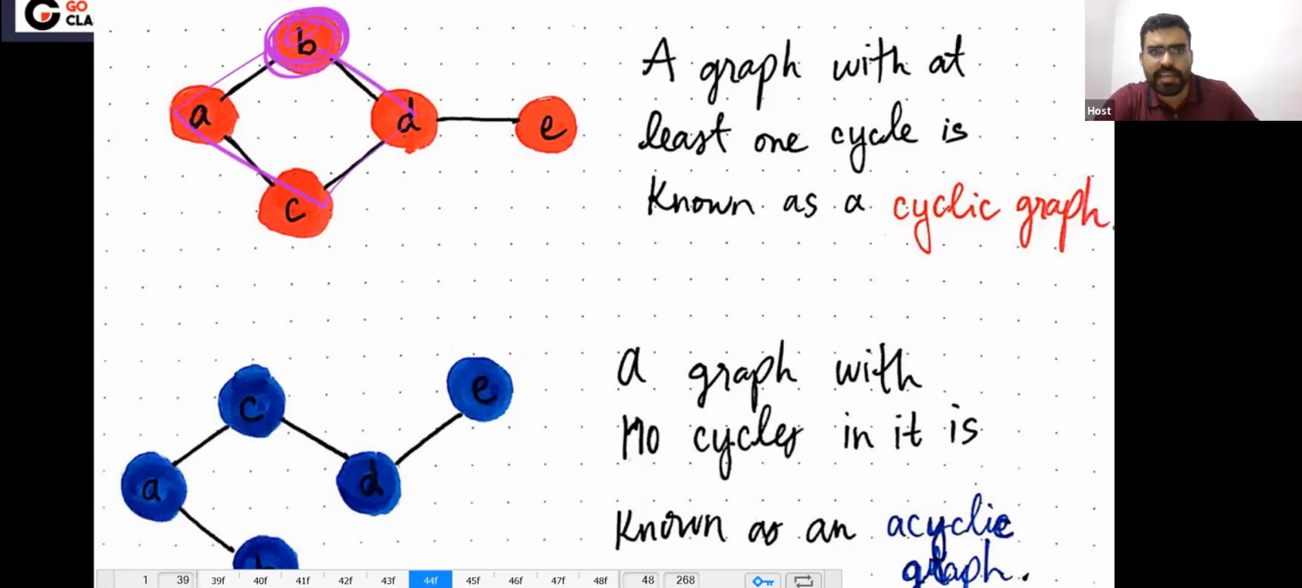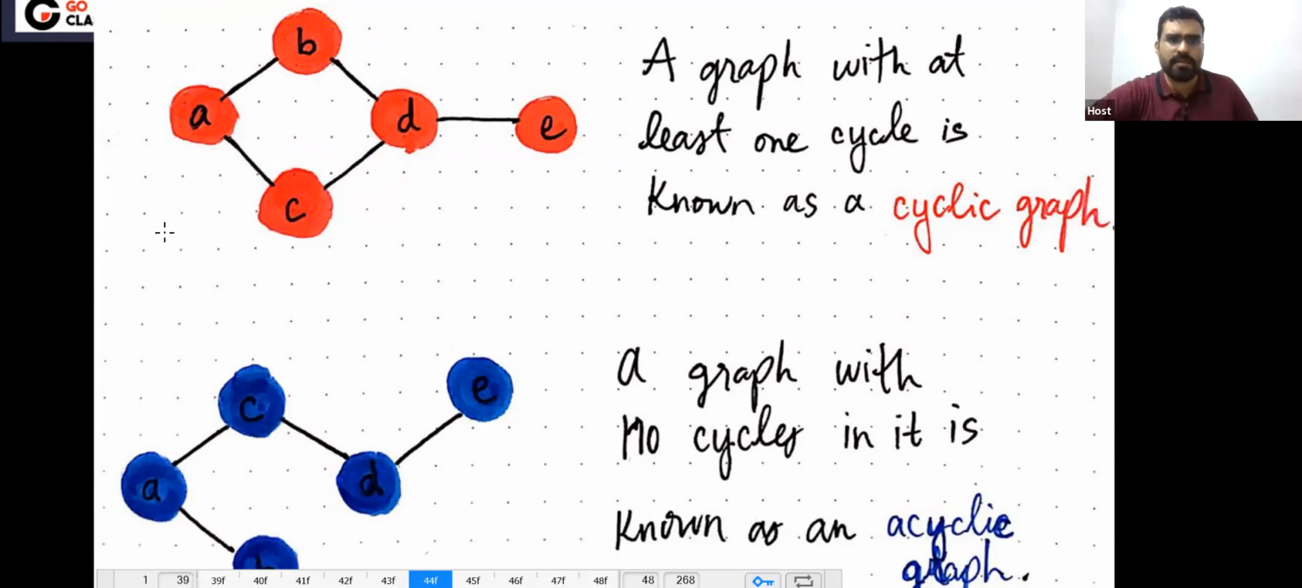If I start here, can I come back without repeating edges? No. So I can say this vertex is not a part of a cycle. These vertices are part of the cycle, because if I start here, I can come back here without repeating edges. So this is the idea.